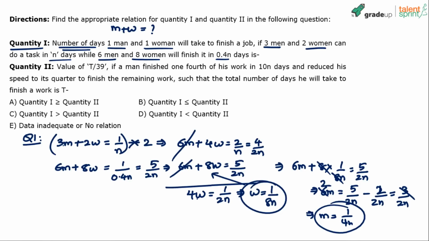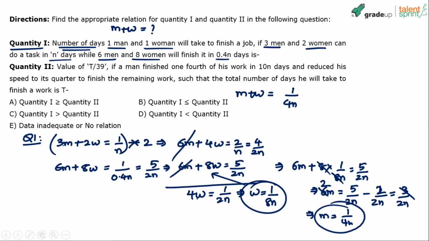Have we found quantity 1? No. Quantity 1 is nothing but the number of days one man and one woman will take. So a woman's capacity is 1 by 8n, man's capacity is 1 by 4n. So what will be the total capacity if one man and one woman work together?